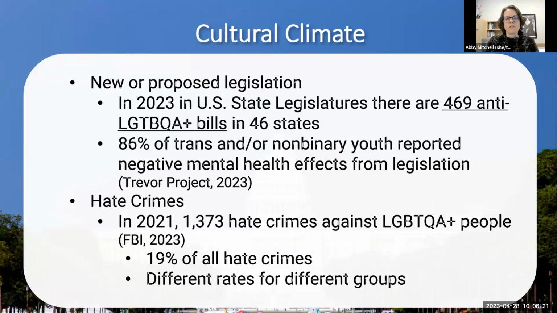This is an area where I've been doing work for a long time, but I think it's particularly relevant right now. Why we wanted to give this presentation now is because of some things that are affecting the cultural climate. There are a lot of different things that we could look at, but we chose to focus on two. The first is some of the newer proposed legislation that is happening this year. So in 2023, in US state legislatures, there are 469 anti-LGBTQA plus bills in 46 states.